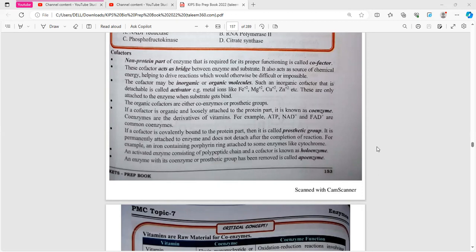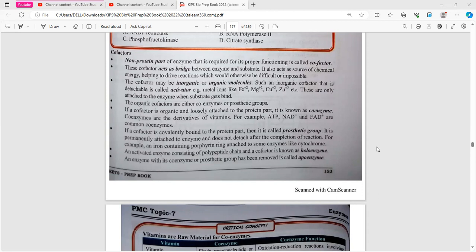So what is the function of the cofactor? What the cofactor does is basically form a sort of bridge and helps to provide some of the chemical energy, which is the activation energy required for the reaction to take place. Now the cofactor, as we have understood, is required for the proper functioning of the enzyme, and it exists in two main states: inorganic or organic.